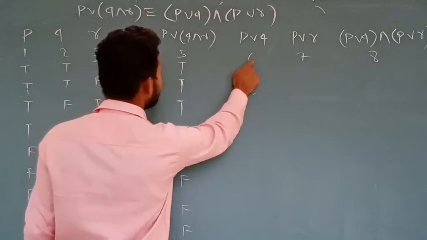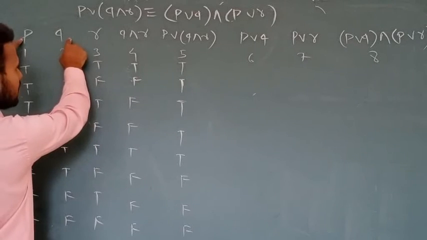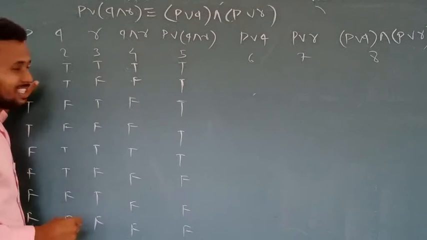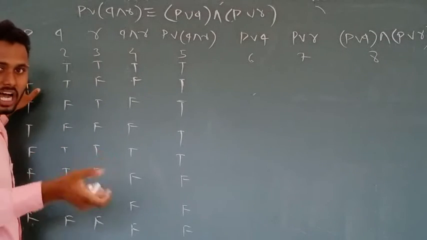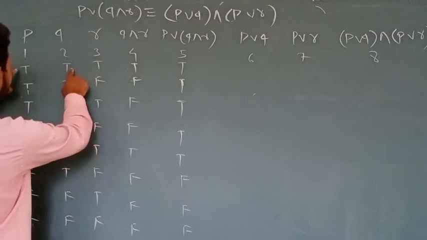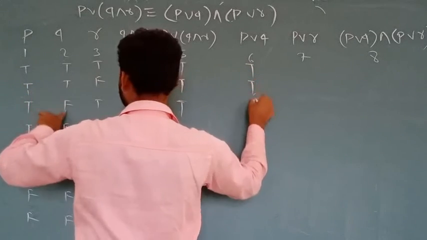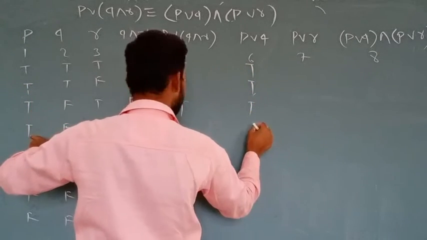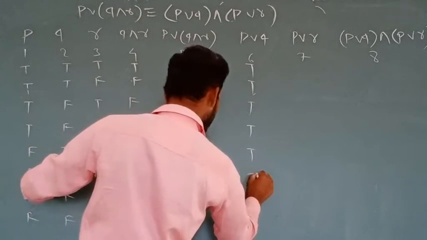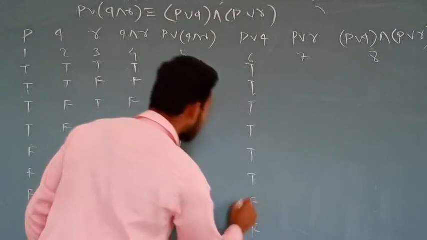Now next one is what? P disjunction with Q. P here and that Q. P and Q disjunction means P joined with Q. We know that in disjunction, if both these sub statements are false, then the disjunction is false, otherwise it is true. Means here this first value is T, second value also T, third value also true, then fourth also true, then fifth also true, sixth also true, and then the last two are false. Last true or false means F.